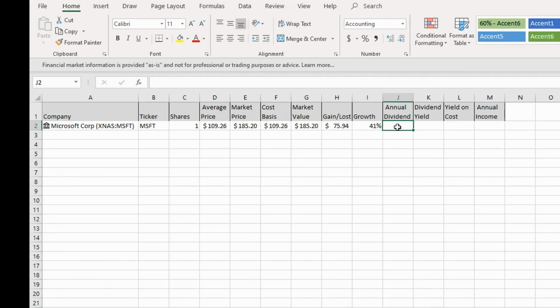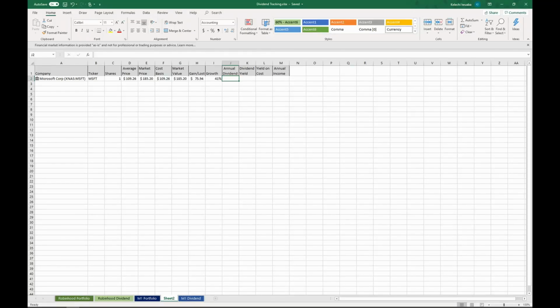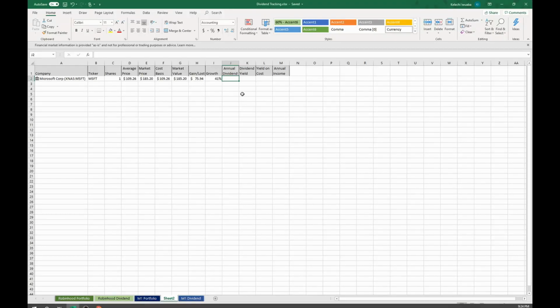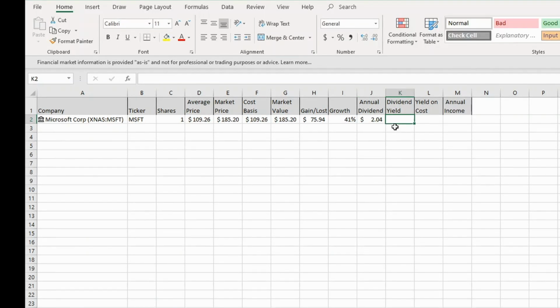Now, the next column is your annual dividend. For this information, unfortunately, Microsoft does not pull this information in automatically. So you're going to have to go to whatever website you prefer to look up all this information. I use Seeking Alpha. I already have Microsoft pulled up, so it shows you right there. Boom. Annual payout is $2.04. So we're going to take that number, and we're also going to need this dividend yield number as well. So $2.04 and 1.11. We're going to go back into our Excel sheet. 2.04, and then dividend yield, we did 1.11.